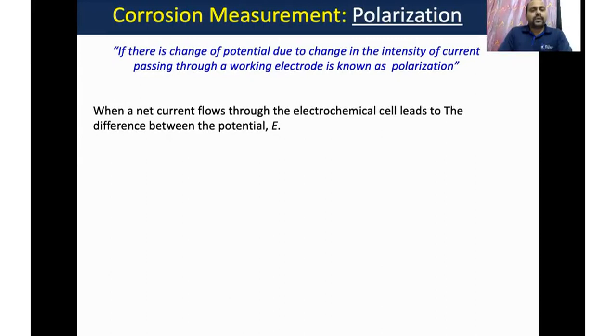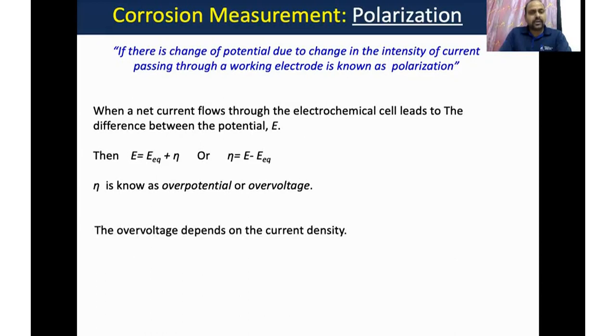So when a net current flows through the electrochemical cell, it leads to a difference in the potential E. Of course, we can say that E will be equal to E equilibrium, at equilibrium basically, plus eta. So eta, this overpotential, which is creating a kind of polarization, will be equal to the potential E minus E equilibrium.